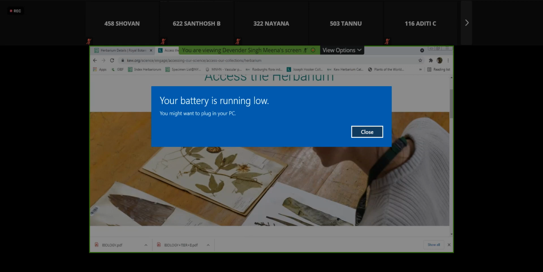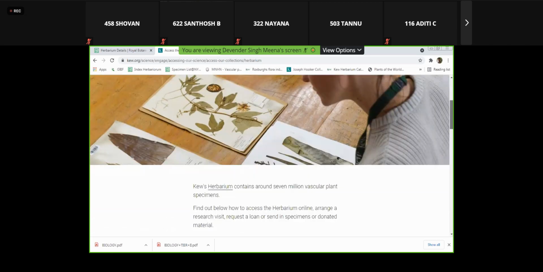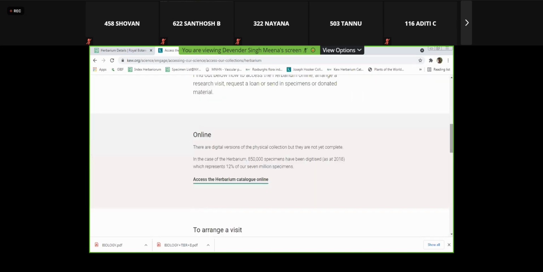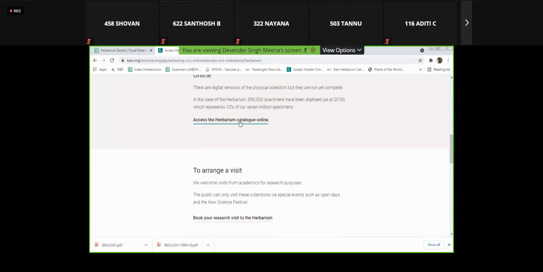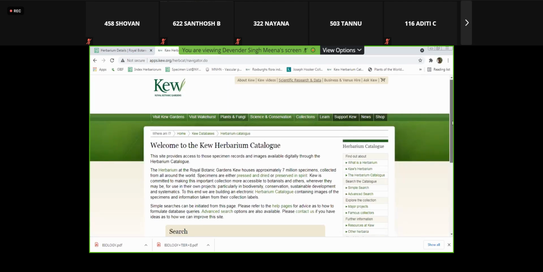Okay, and also you can find how to arrange loans, as I just discussed with you about the loan method, but it can only be done if your institution has some understanding with the Kew, right? Okay, so here I have the link to access the herbarium catalog, from where I can actually look into the specimens. So this is the herbarium catalog of Royal Botanic Gardens Kew.